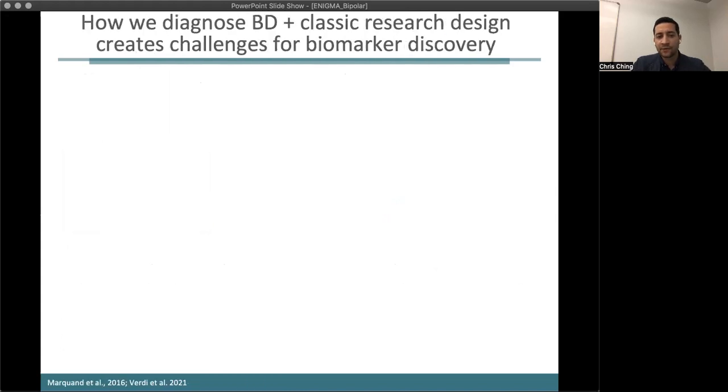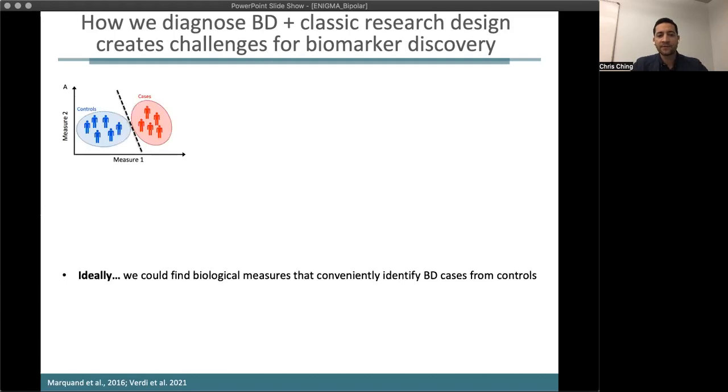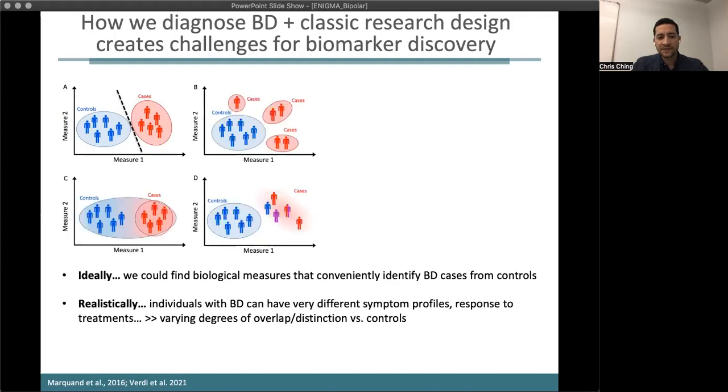So the ways in which we diagnose bipolar disorder and our classic research design have created some challenges for biomarker discovery. Ideally, we'd be able to find a set of biological measures that might conveniently identify or segregate who has the illness from who doesn't. Now, in the real world, we know that individuals with bipolar disorder have very different symptom profiles, responses to treatments, and illness progression. And so for all the measures that we've studied, we continue to see varying degrees of overlap and distinction between individuals with the illness and controls.